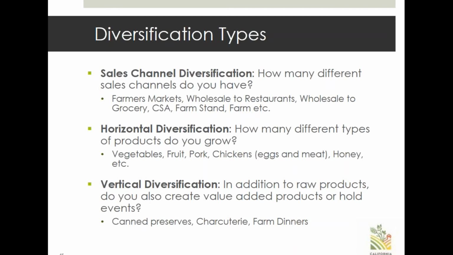Horizontal diversification is another one. How many different types of raw products do you grow? How many different vegetables, fruit, pork, chickens, eggs and meat, honey? How many different individual income sources do you have from raw product?